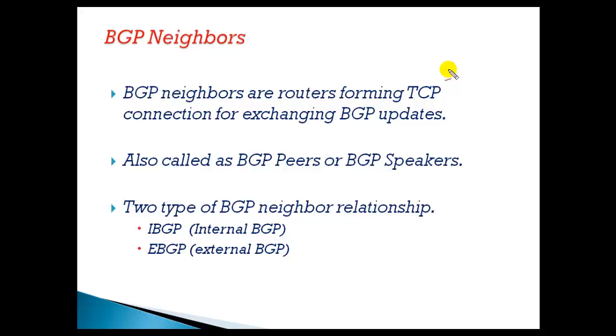Let me tell you what this manual neighborship is. BGP neighborship is also called BGP peers, or BGP speakers. Mainly there are two types of neighborship: IBGP, internal BGP, and external BGP. And one more point, the neighborship has to be manually configured. Now what exactly is manual?